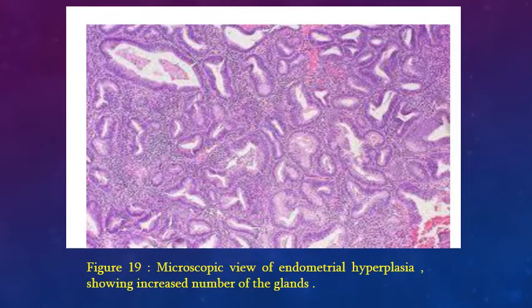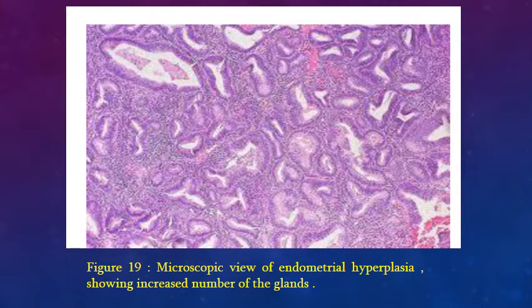This is also more hyperplastic endometrial glands, because there is increase in the number of the glands, decrease in the stroma. The glands become compact with each other. At the same time, there is folding and tortuosity of the glands. Look at here, it is more hyperplastic, with increase in the number of the glands.